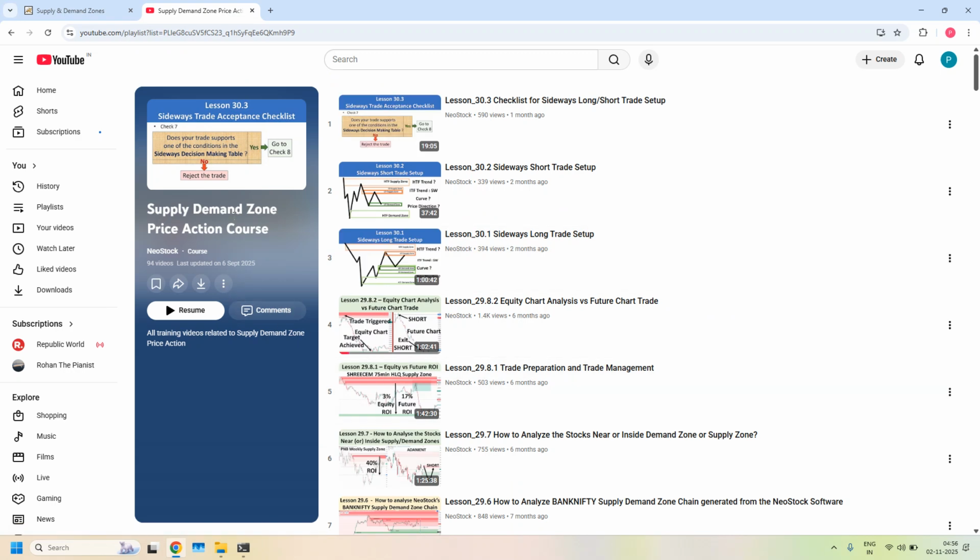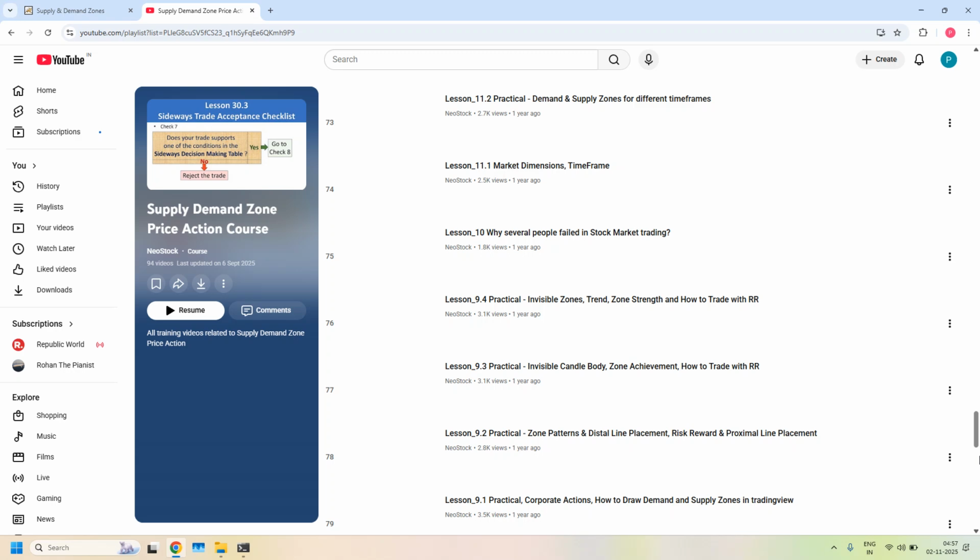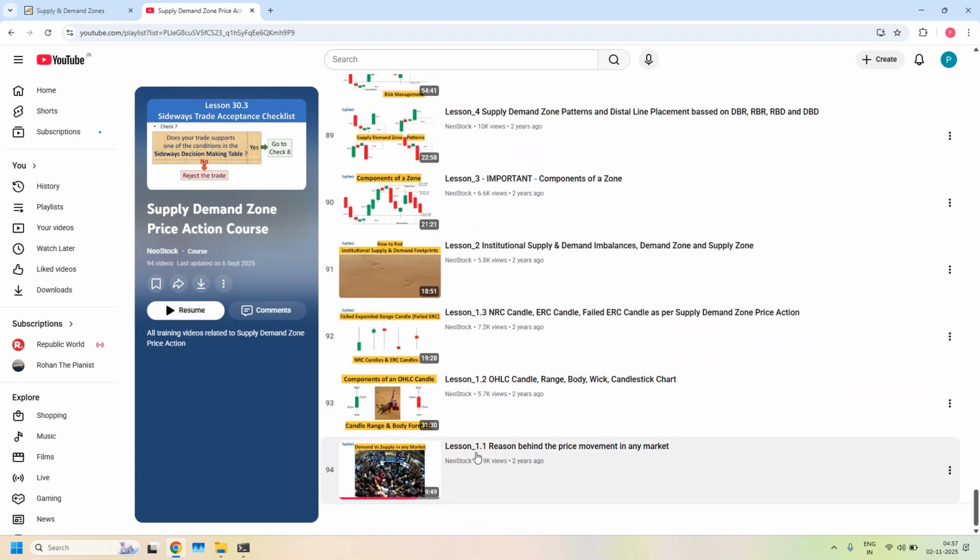Now we are into the supply demand zone price action course. Here you have lessons up to lesson 30. You just scroll down to the bottom of the page. Here, starting from lesson 1.1, all the training lessons are placed in order. So please go through all these lessons one by one, but according to my training instructions.